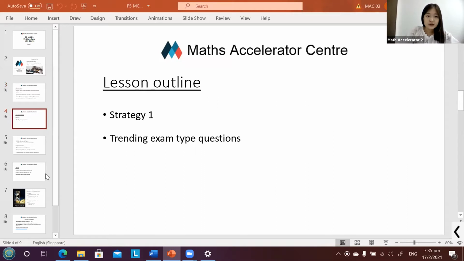The lesson outline has strategy 1, which will be about 4 questions, where I'll go through a certain strategy. Then strategy 2 will be doing some trending exam type questions, the typical type of questions that can come out. If it comes out in your upcoming exam, it would be good for you to revise it right now.